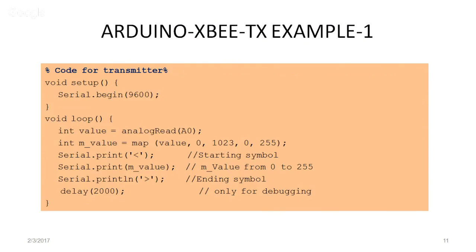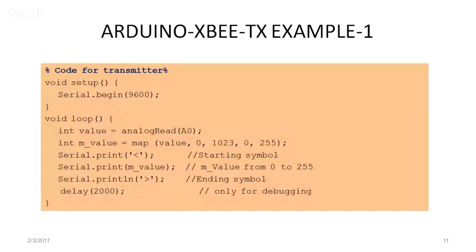So it is generally 1024. So we have to convert it into 8 bit, because we are just sending the value in the ASCII format. So we have to convert it into the 8 bit value. So I have taken a second variable, that is your M value, modified value, and it will map your 1024 to 255.